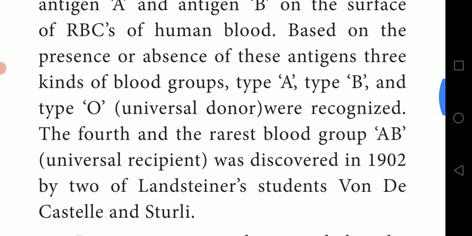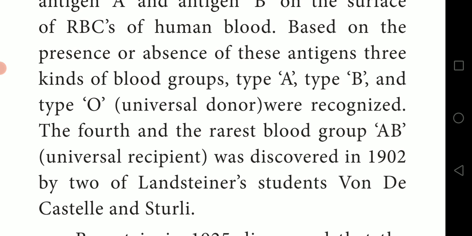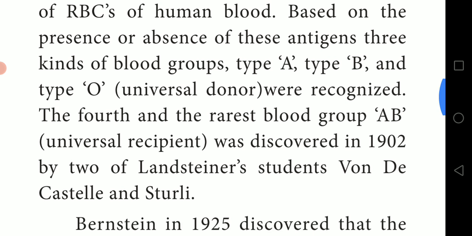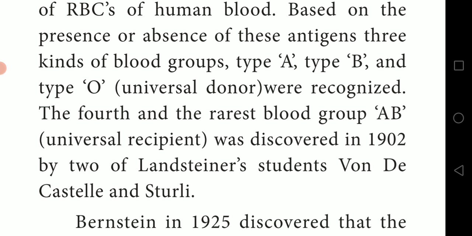Type A means blood group A. Type B means blood group B. Type O means blood group O. Blood group O is called the universal donor. This O blood group can donate to any other blood group. That is why it is recognized as the universal donor.